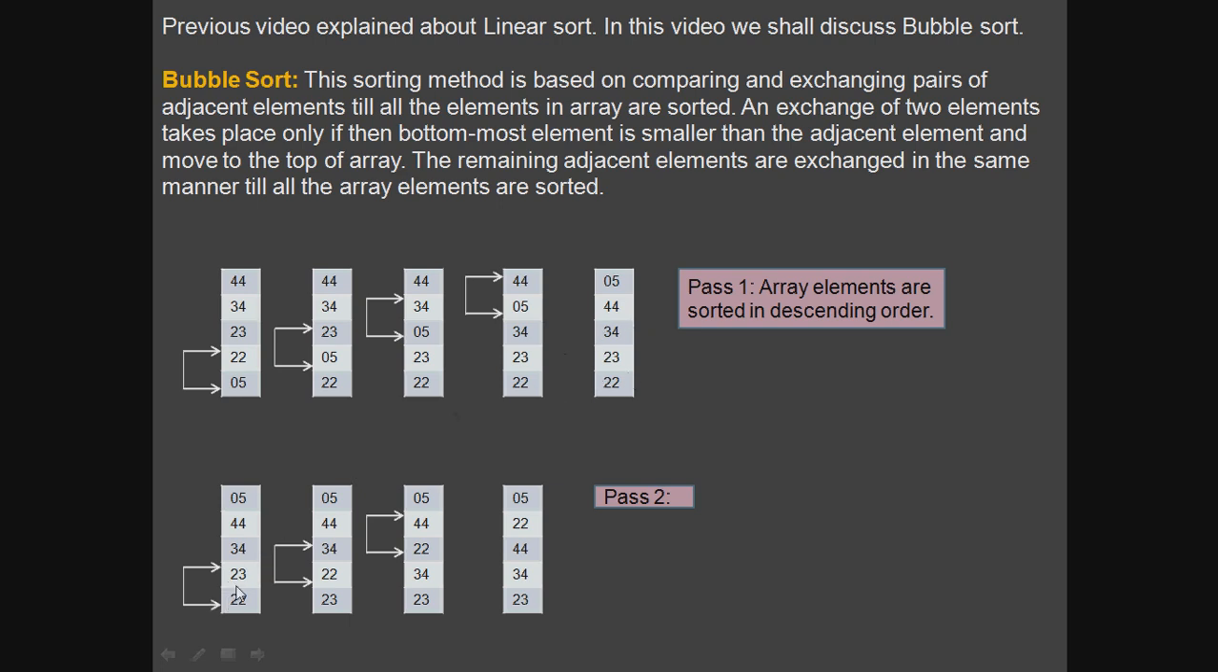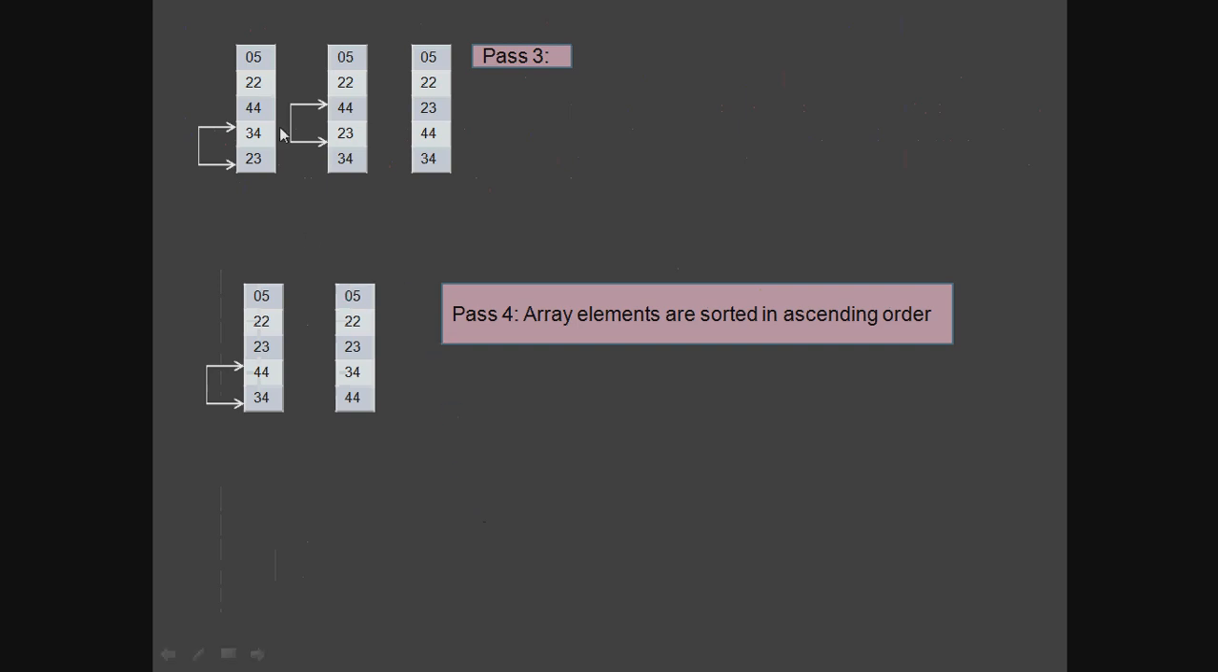Now, after that, it again starts from the bottom. Now 22 is compared with 23. Since 22 is less, 22 goes up, 23 comes down. Again 22 is compared with 34. This way, at the end of pass 2, the second minimum array element moves on to the top, second. In pass 3 and pass 4, at the end, we see that the array elements get sorted in ascending order.